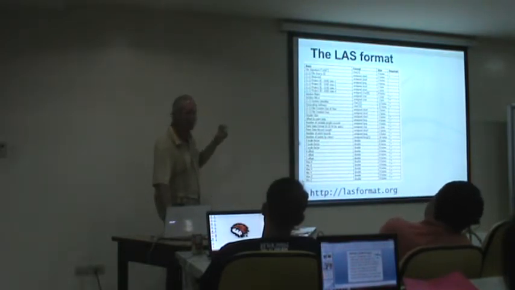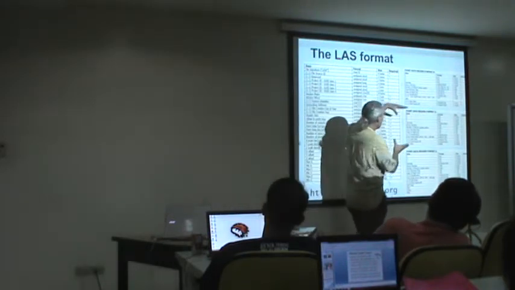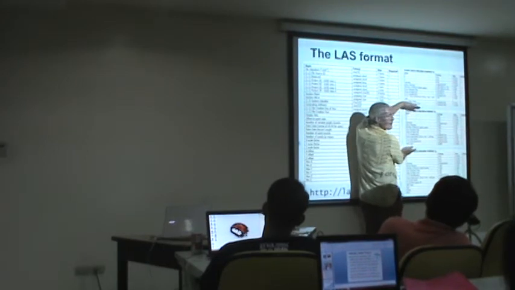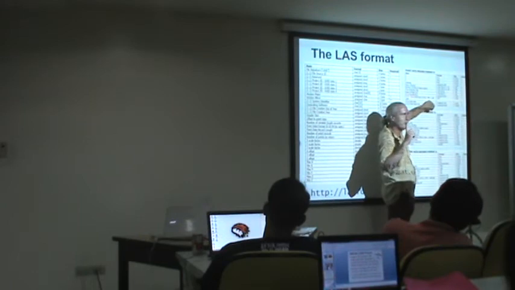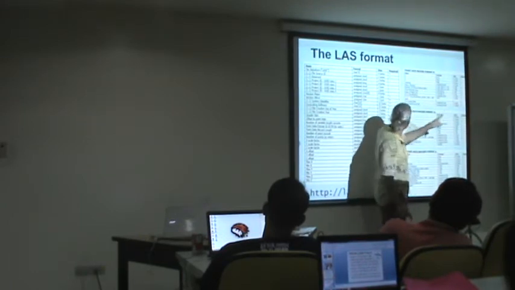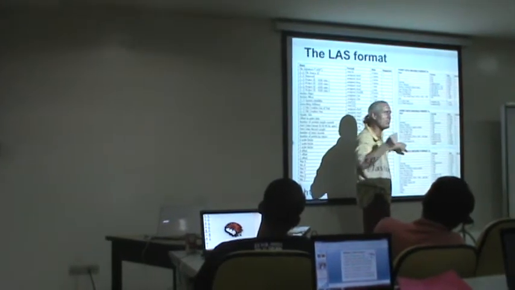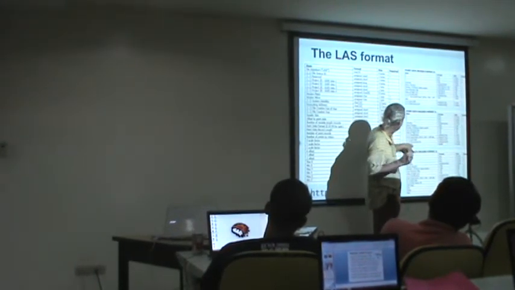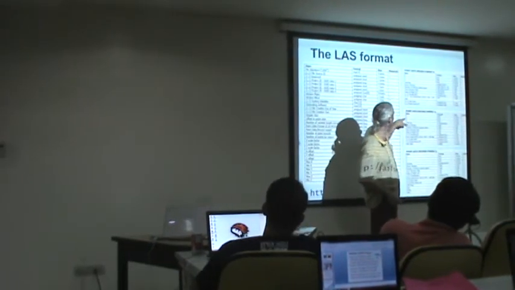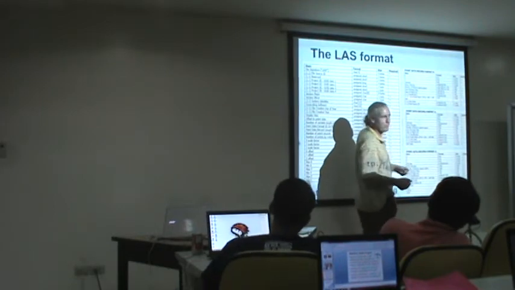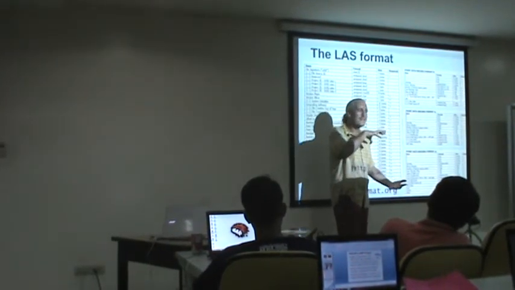And then for every point, you have a record. For example, this is the most common record. Most of the data from the DREAM project is in this format. The point data format 1. The difference to 0 is that it has a GPS timestamp. So every point has a stamp when it was taken in time. What else does a point have? Well, the point has coordinates, X, Y, Z. Then the point has an intensity. And how strong was the reflection?